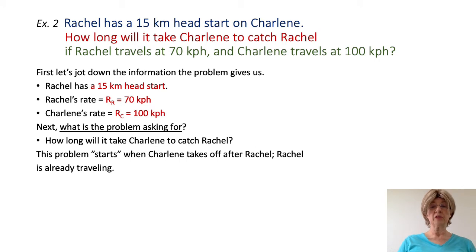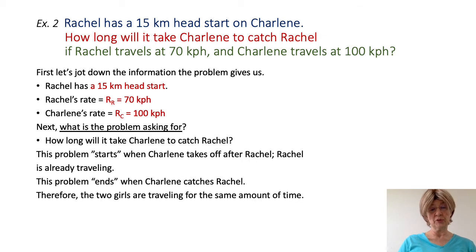The problem starts when Charlene takes off after Rachel. Rachel is already traveling. The problem ends when Charlene catches Rachel. Therefore, the two girls are traveling for the same amount of time. T sub r equals T sub c.